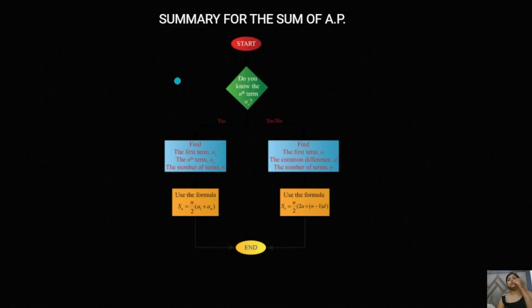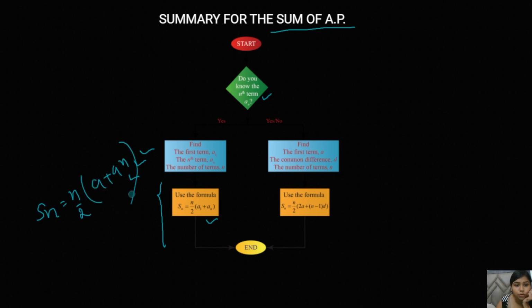So here I've prepared a short summary for the sum of the AP. So do you know the nth term of the AP? If you know the nth term of the AP, then you should find out the first term, the nth term, and the number of terms, and then you have to use this particular formula. If you know the nth term, then you can use this formula. You don't have to write the whole thing. You just have to go with this formula.